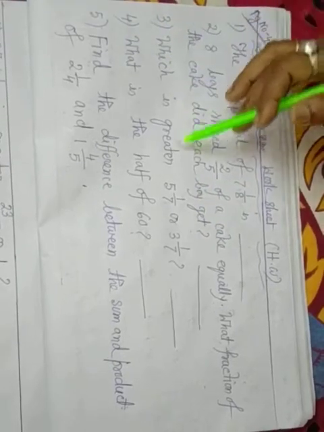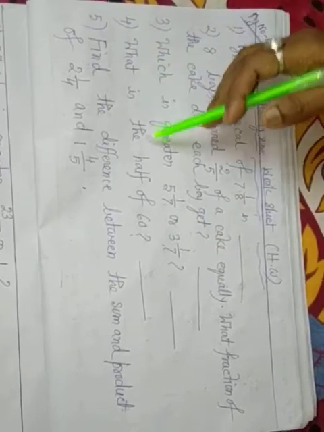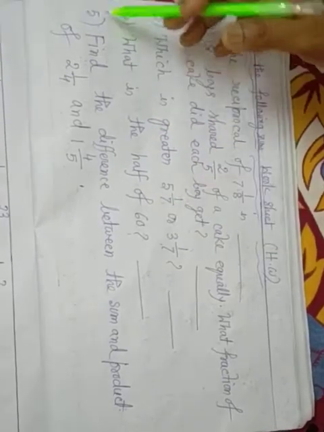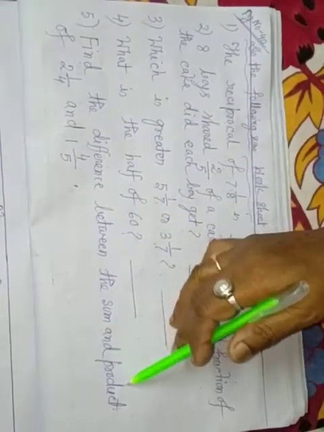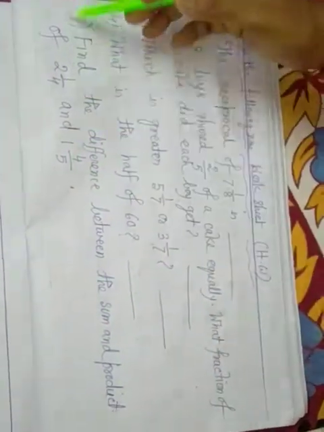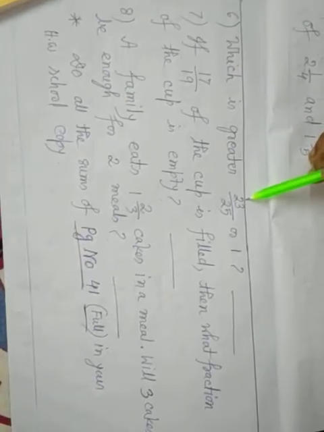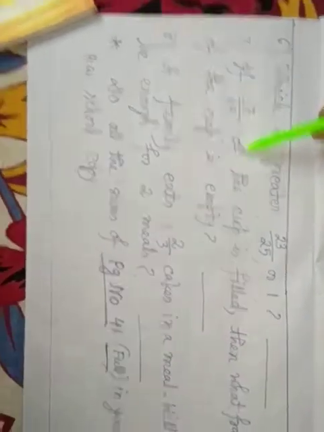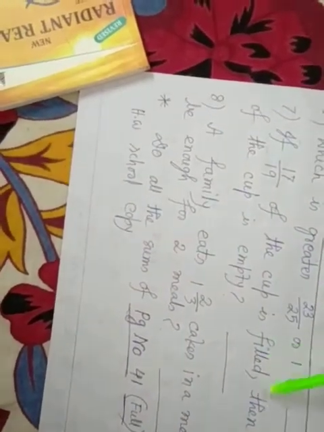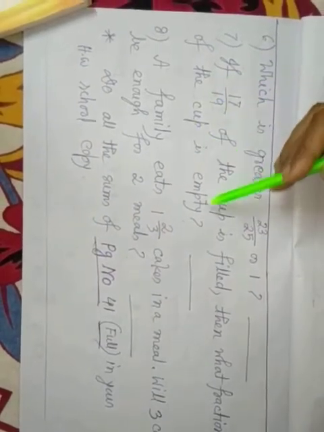3. Which is greater, 5 1 by 7 or 3 1 by 7? 4. What is the half of 60? 5. Find the difference between the sum and product of 2 1 by 4 and 1 4 by 5. 6. Which is greater, 23 by 25 or 1? 7. If 17 by 19 of the cup is filled, then what fraction of the cup is empty?